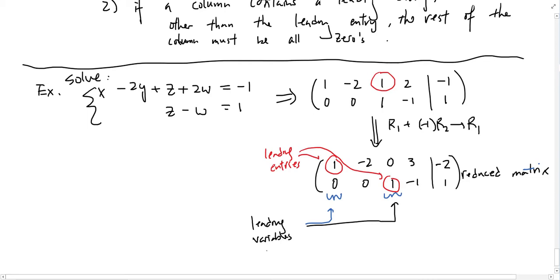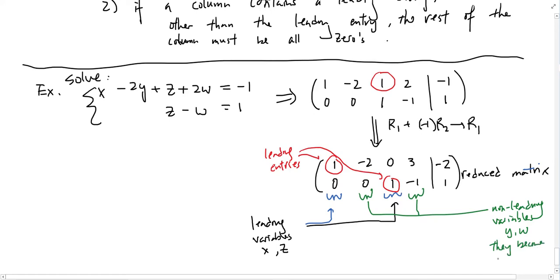So in this case, what would be our leading variables? That would be x and z, because x is the first column, z is the third column. Then what do we do with columns 2 and 4? These two are now referred to as non-leading variables. So what do we do with the non-leading variables, which in this case are the y and the w? They become the parameters.